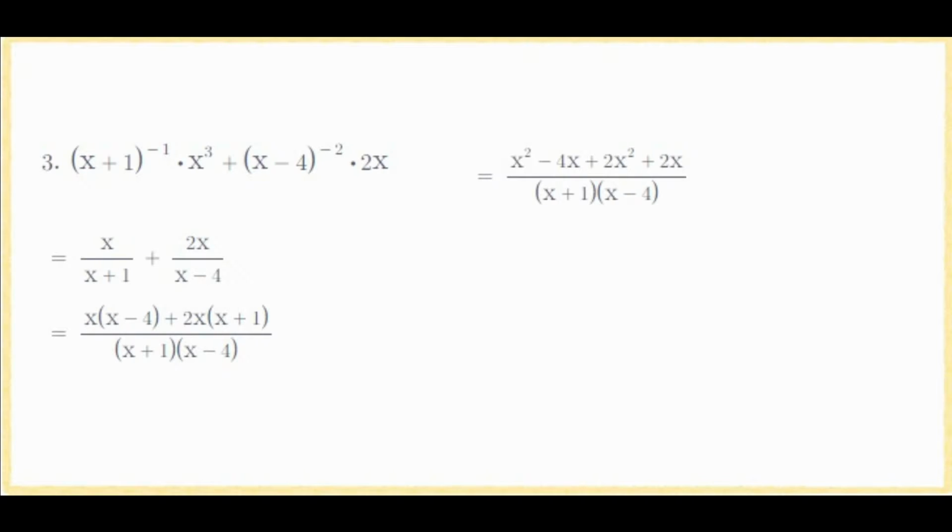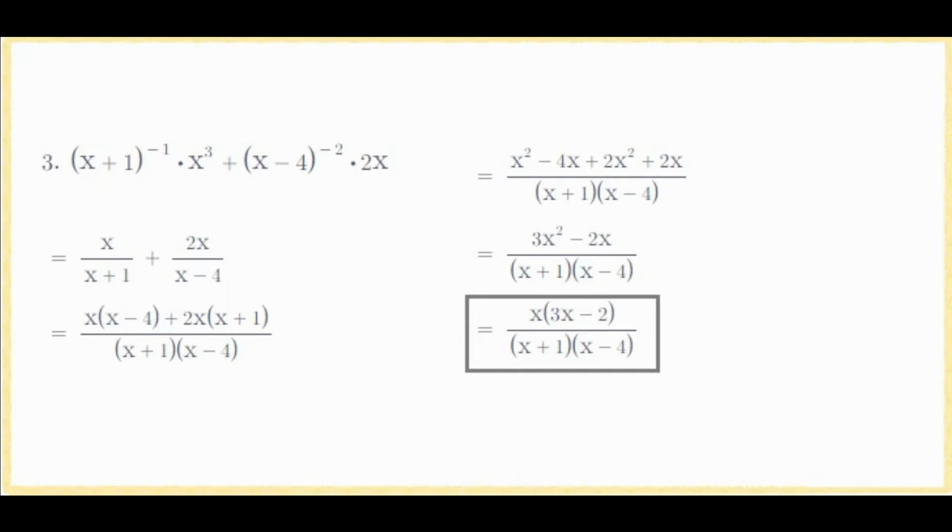Simplifying, we get x squared minus 4x plus 2x squared plus 2x. We leave the denominator the same because that's usually how we do it in calculus later on. So we end up with 3x squared minus 2x over (x plus 1) times (x minus 4). We can simplify this one step further by pulling out an x in the numerator, leaving x times (3x minus 2) over (x plus 1) times (x minus 4).